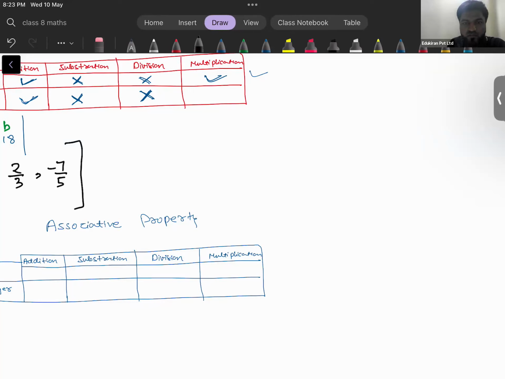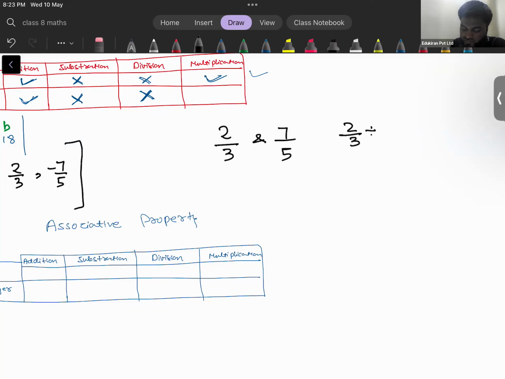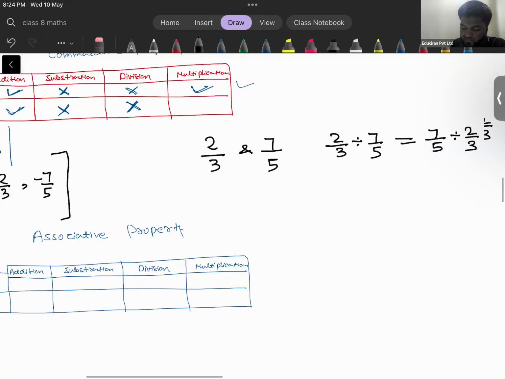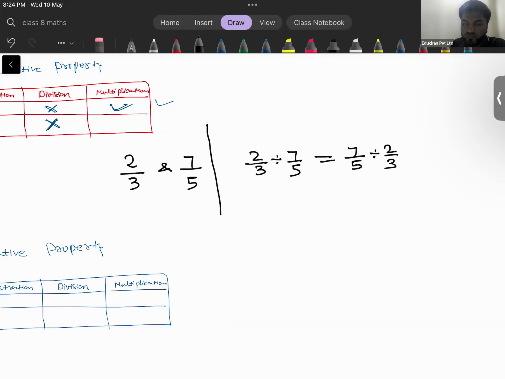Will division be following the commutative property for rational numbers? It won't be. Like 2 upon 3 and 7 upon 5. Is 2 upon 3 divided by 7 upon 5 the same as 7 upon 5 divided by 2 upon 3? Are the values going to be the same? No, they won't be the same. They can't even get simplified or something. They are not going to be the same.